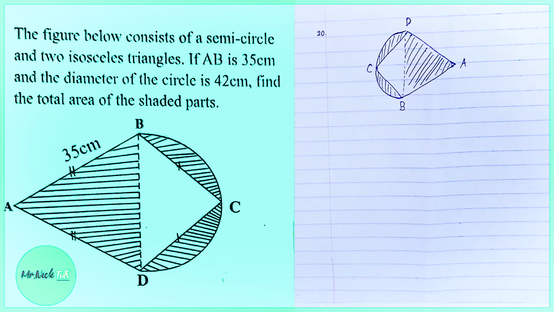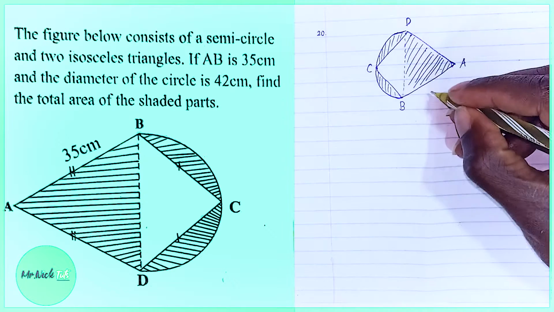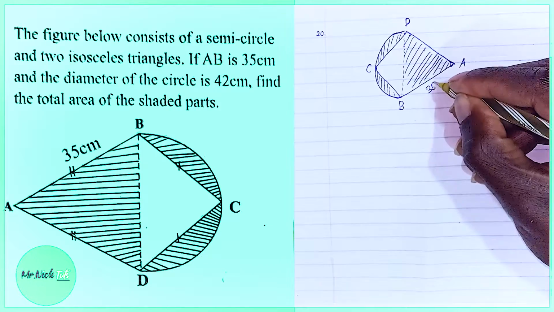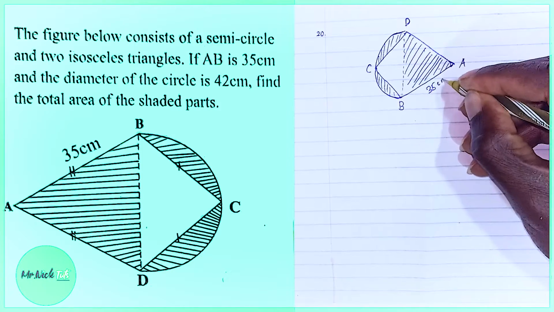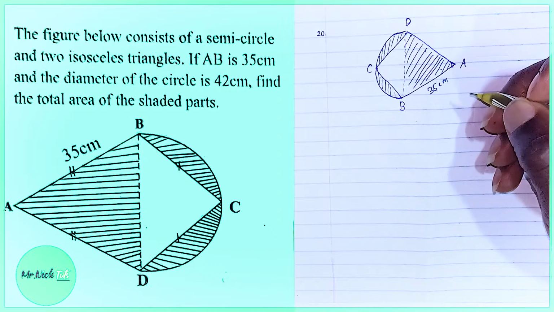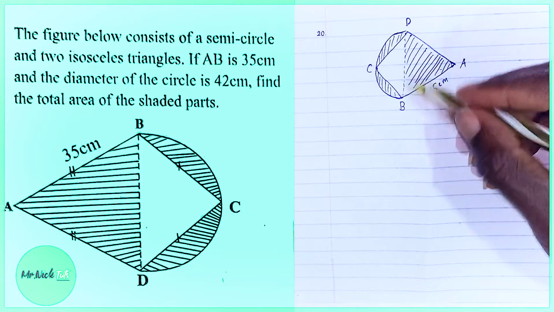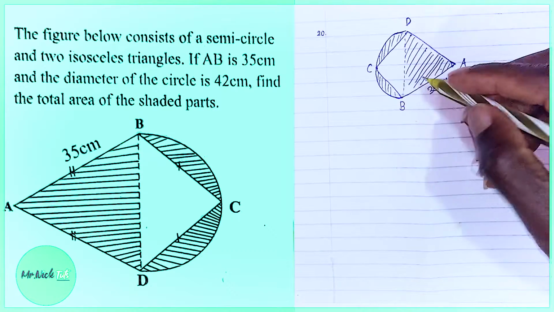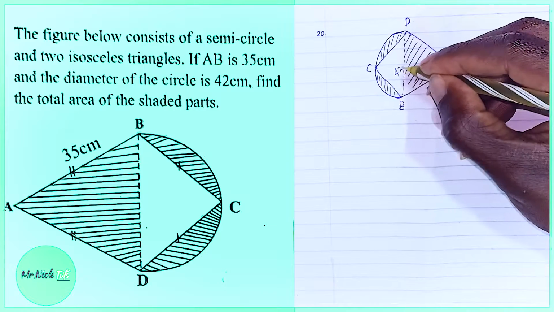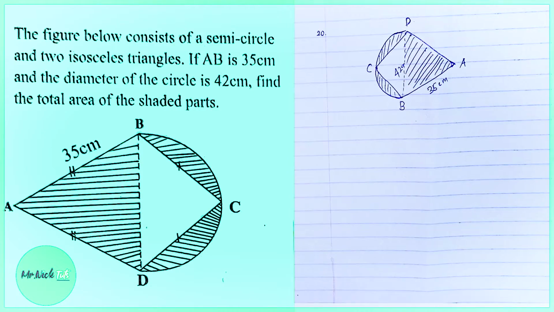All right, welcome. We're handling question 20. The figure below consists of a semicircle and an isosceles triangle. So, if AB is 35 centimeters, so we are having that AB is 35 centimeters, and that the diameter of the circle, that would be DB, is 42 centimeters. Find the total area of the shaded region.